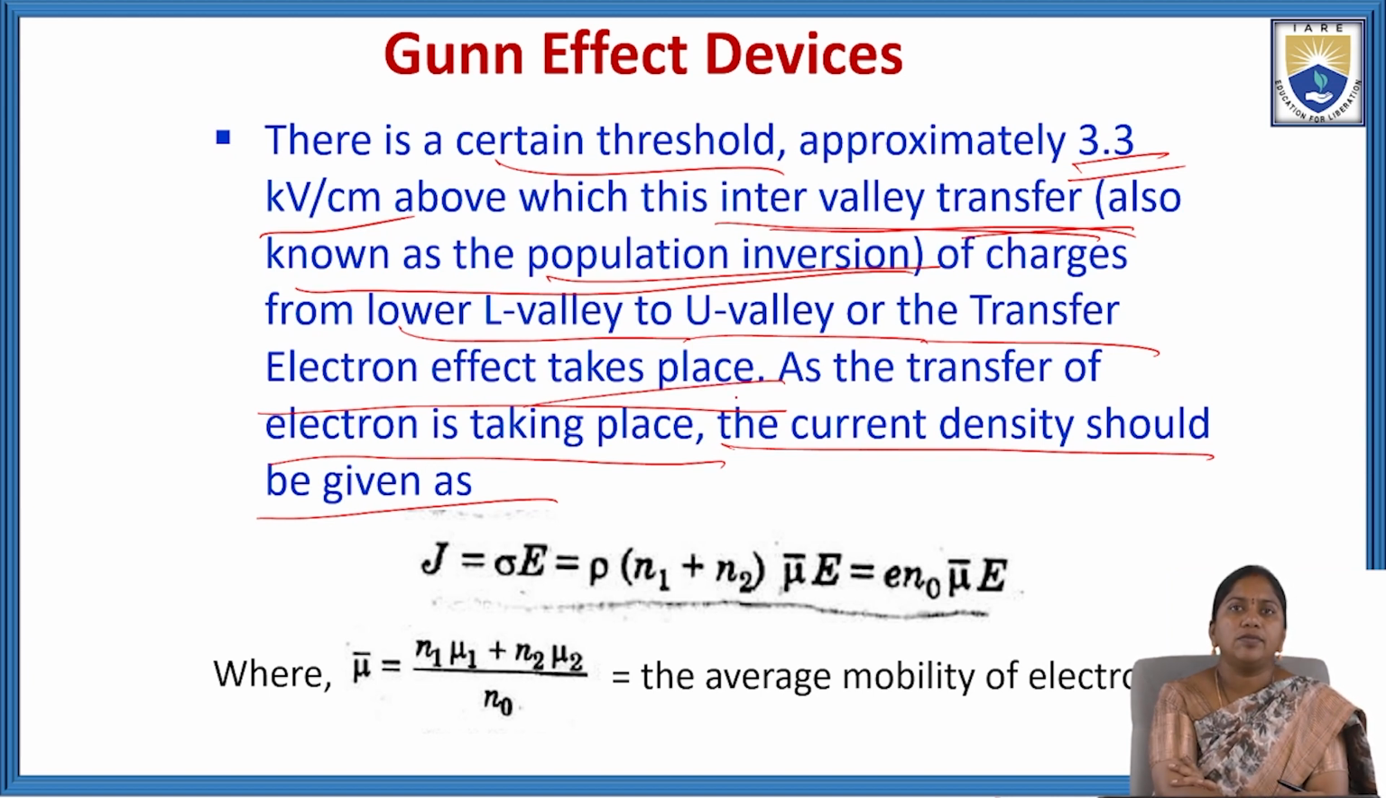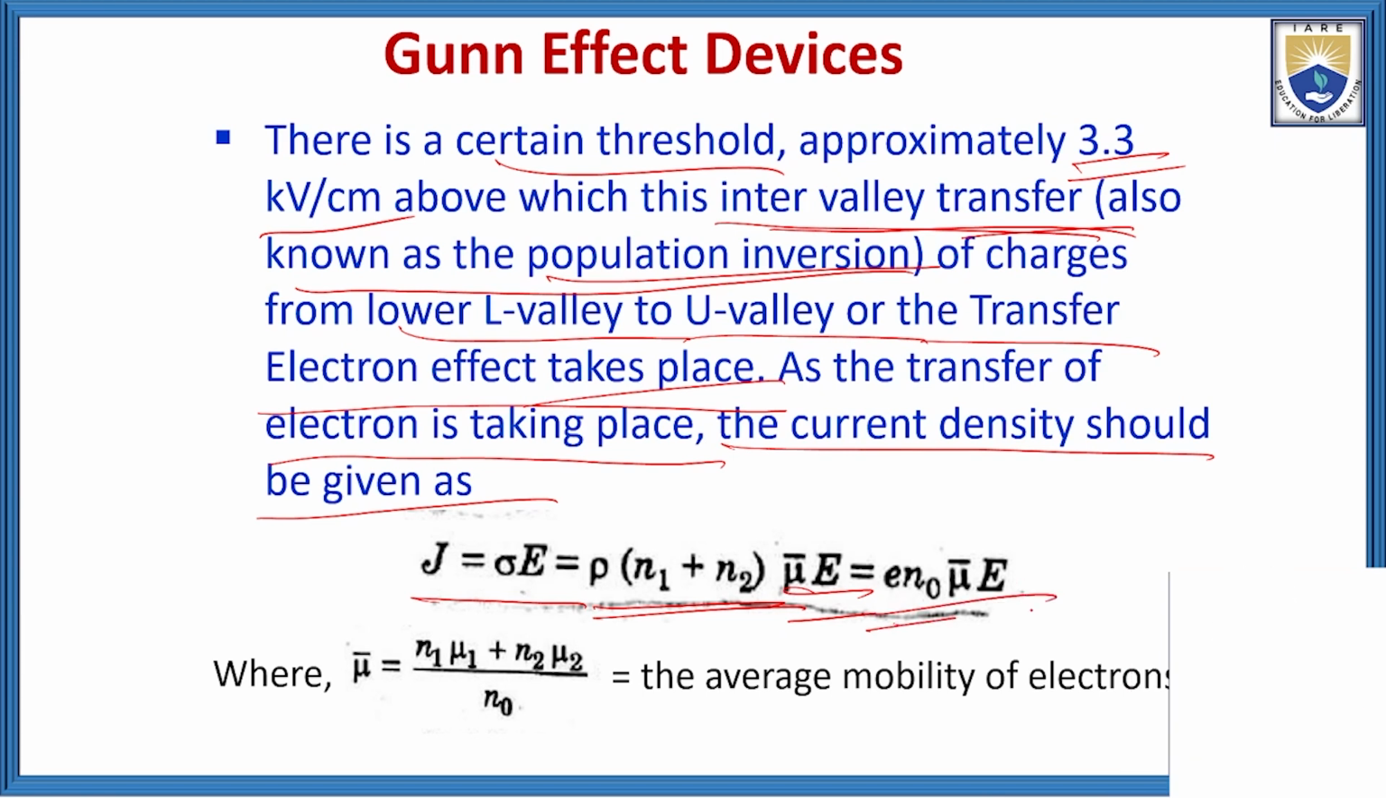As the transfer of electrons is taking place, the current density is given as J equal to sigma E, that equal to rho into (N1 plus N2) mu bar into E, that equal to e N0 mu bar into E, where mu bar is the mobility equal to (N1 mu1 plus N2 mu2) by N0. That is the average mobility of the electrons.